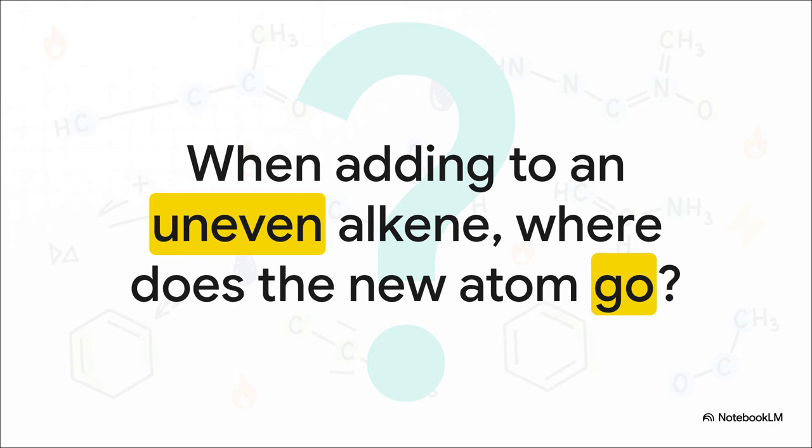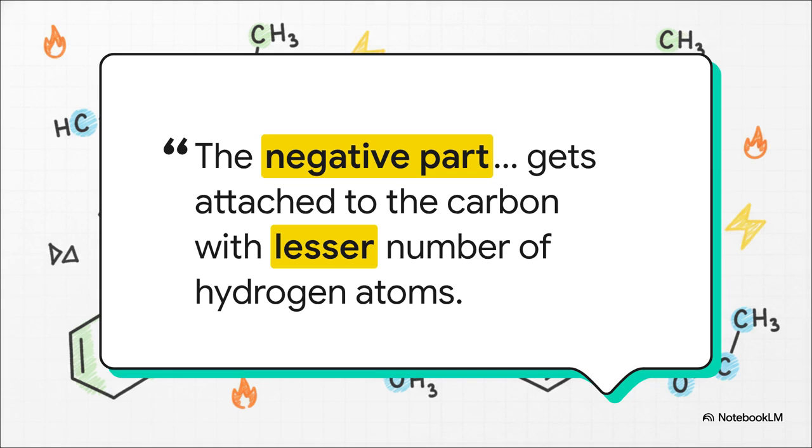Let's say you're adding something to an alkene that isn't perfectly symmetrical. Where does the new atom go? Does it attach to one side of the double bond or the other? Well, it turns out it's not random at all. There are rules to this chemical traffic. And the main rule of the road here is called Markovnikov's rule. It sounds a bit complicated, but the idea is actually pretty simple.